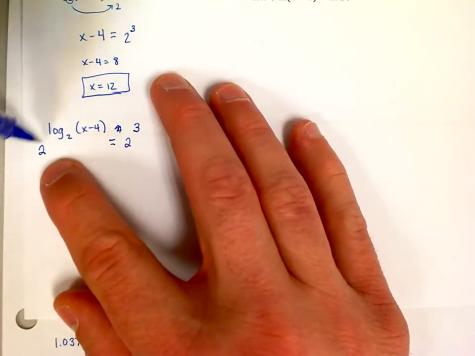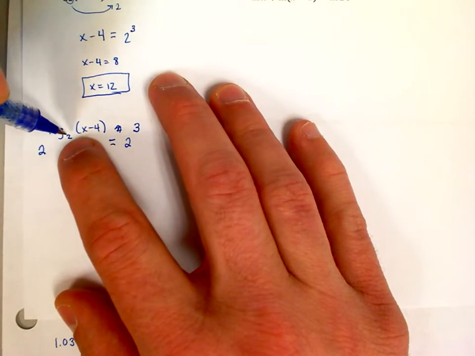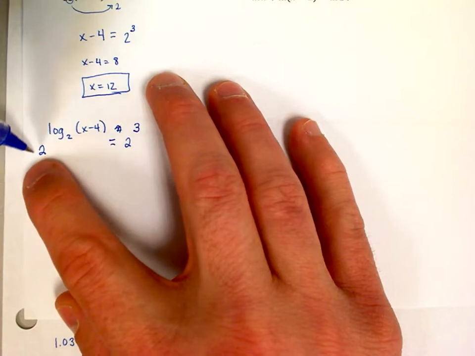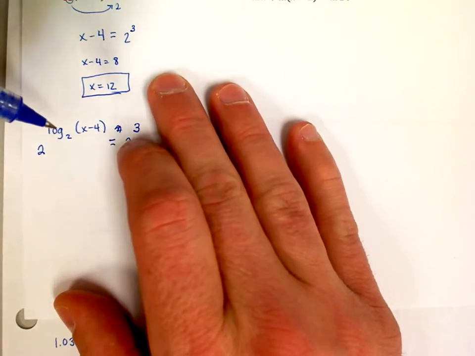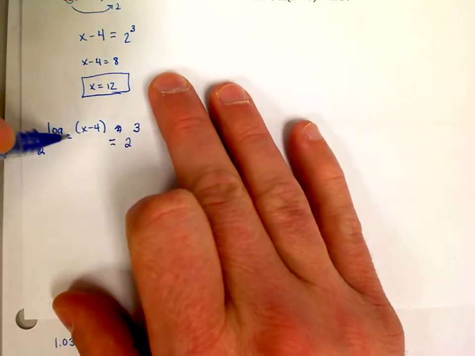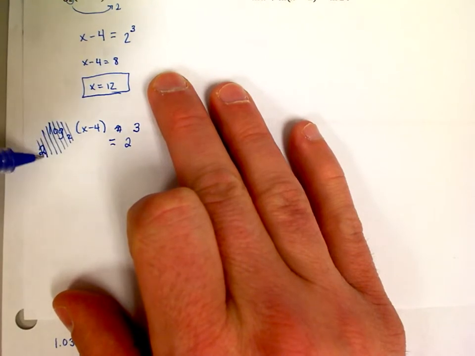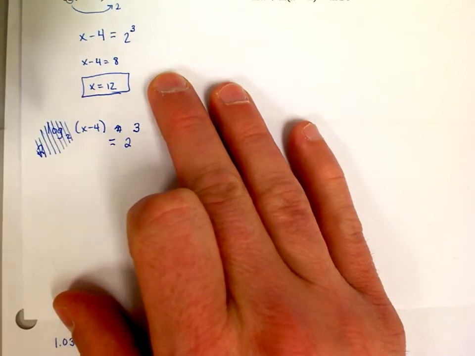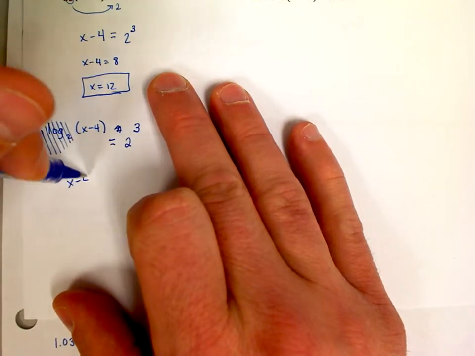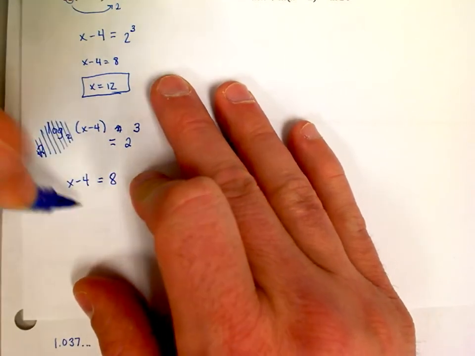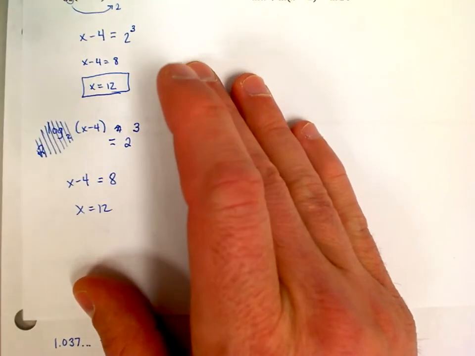Why did I choose 2? Because it's a log base 2. If that would have been a 3, I'm going to say 3 to this side equals 3 to this side. If that was a 10, I'm going to say 10 to this side equals 10 to this side. And what that does is that the 2 and the log base 2 cancel each other out because they're opposites, kind of like e and ln are opposites. 2 and log base 2 are opposites. So the left-hand side gives me just the x minus 4, and the right-hand side is 2 cubed, which is just 8. Oh, looky there, same answer, right?